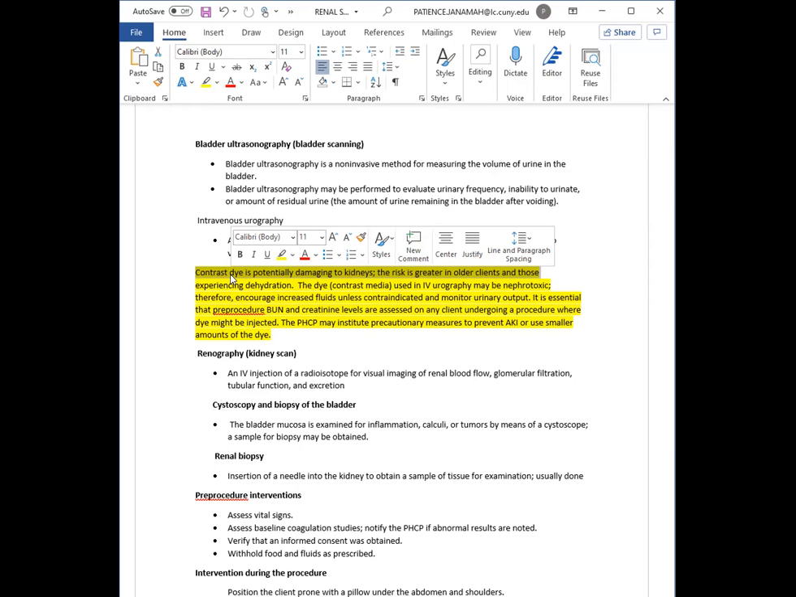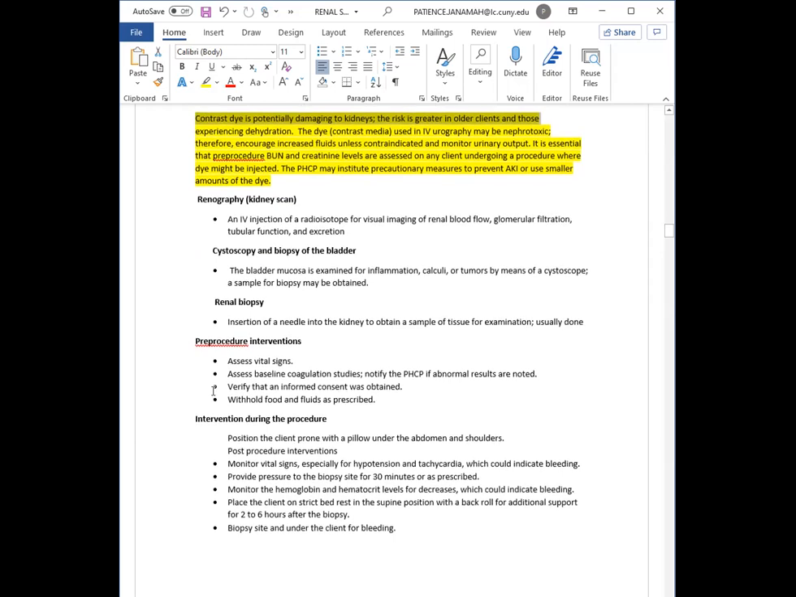Cystoscopy and biopsy of the bladder. So this one is where the bladder mucosa is examined for inflammation, calculi, stones, or tumors by means of a cystoscope. They use something like a scope and then they view it. And they also do a biopsy to get a sample from your bladder.